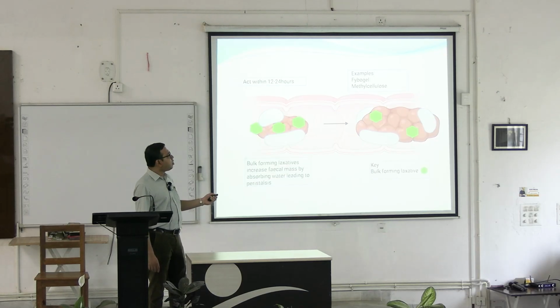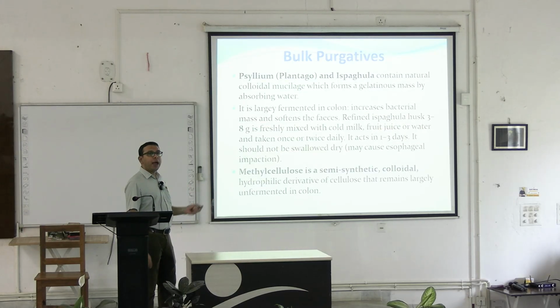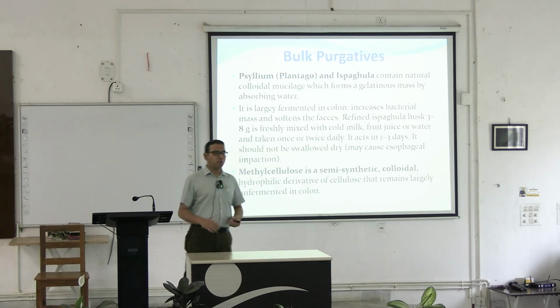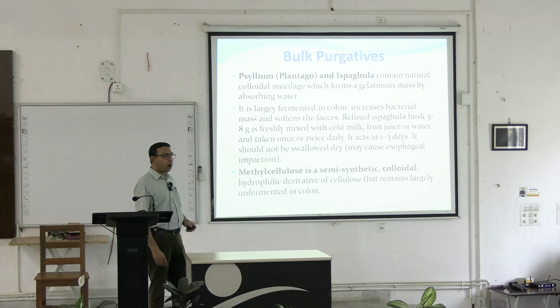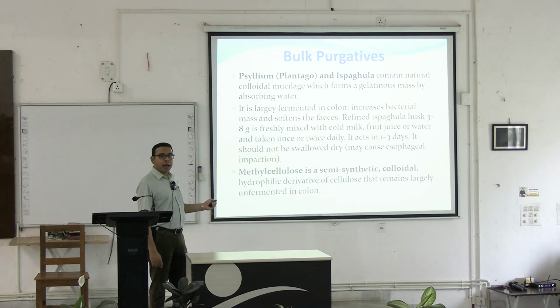Examples are fibrogel, methylcellulose, bran, etcetera. These are the bulk forming laxatives, the green ones. They act within 12 to 24 hours. Psyllium and Isabgol husk are also bulk purgatives, most commonly used. They contain natural colloid mucilage, which forms a gelatinous mass by absorbing water. It is largely fermented in the colon, increases bacterial mass and ultimately softens the feces.